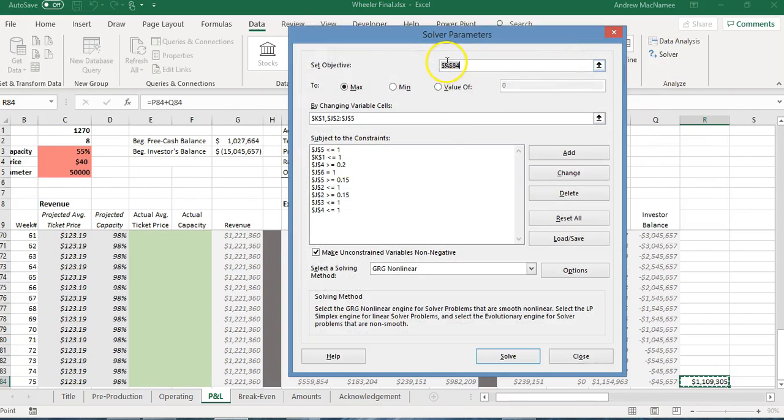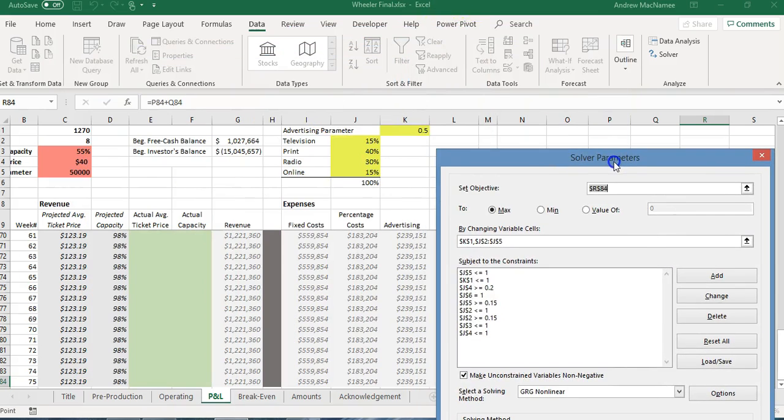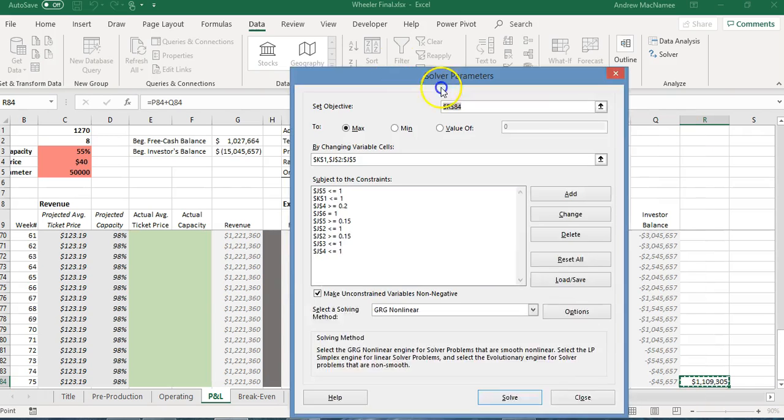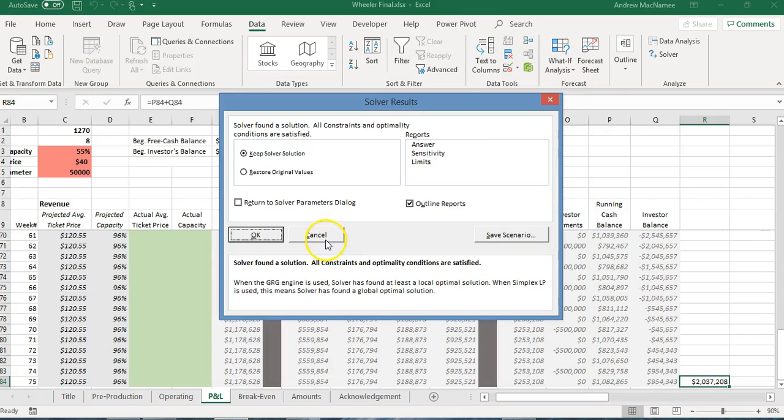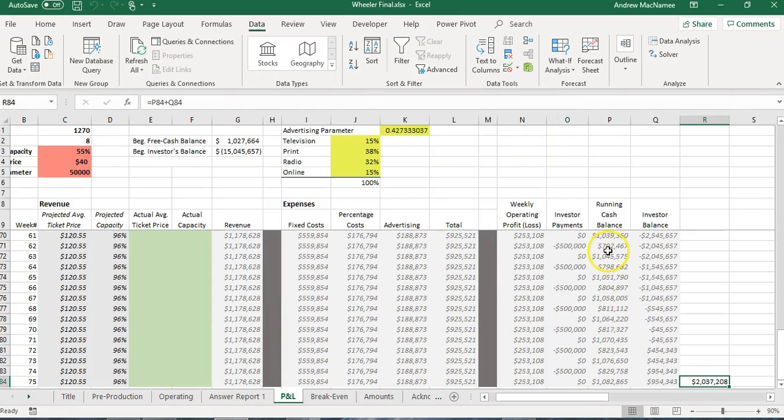So we go to our solver, we set the objective to be that cell, we want to maximize it, and we have all of these constraints that we've entered. These constraints are associated with these yellow cells. They have to add to 100%. This cell cannot go above 1 because that represents a percent as well. And we have to at least keep 15% on television and online radio. From here, we will use the solver. Solver found a solution. We can look at the answer report and keep the solution.